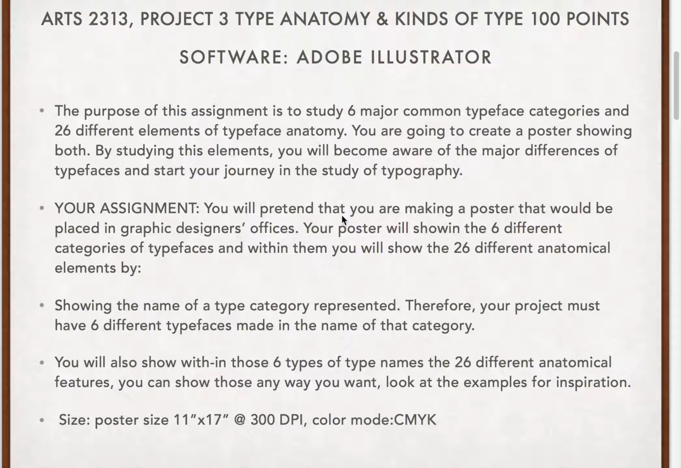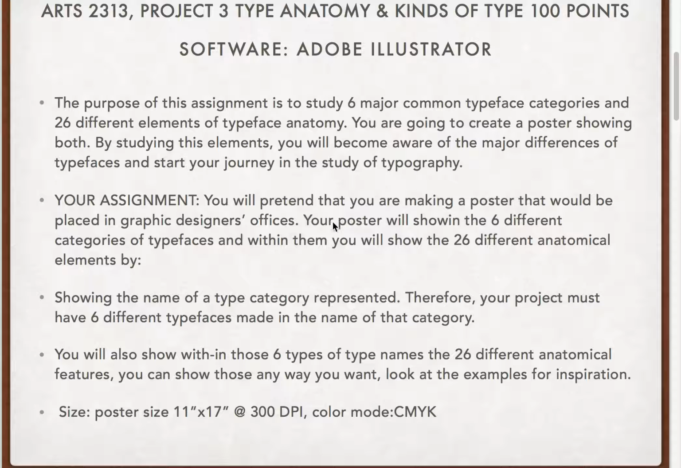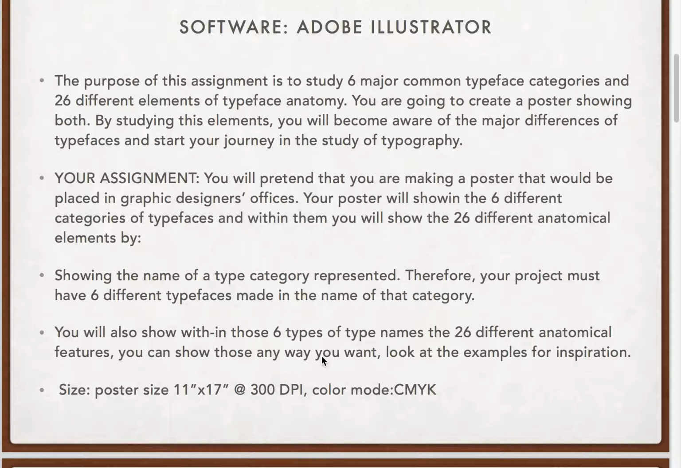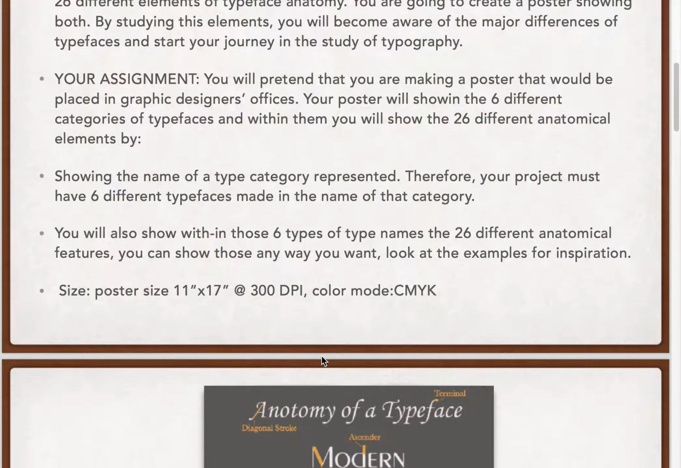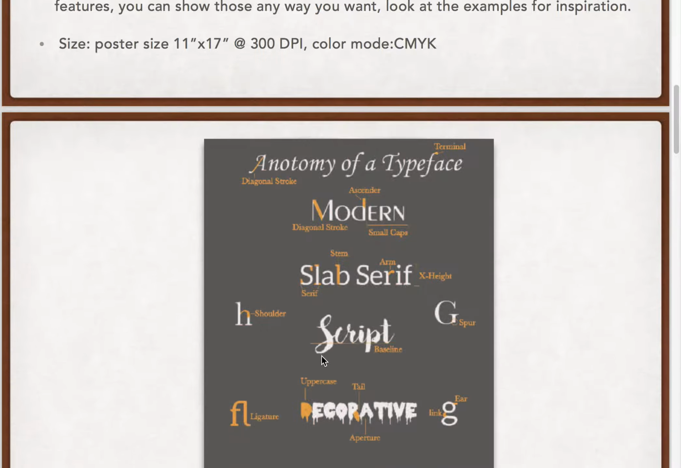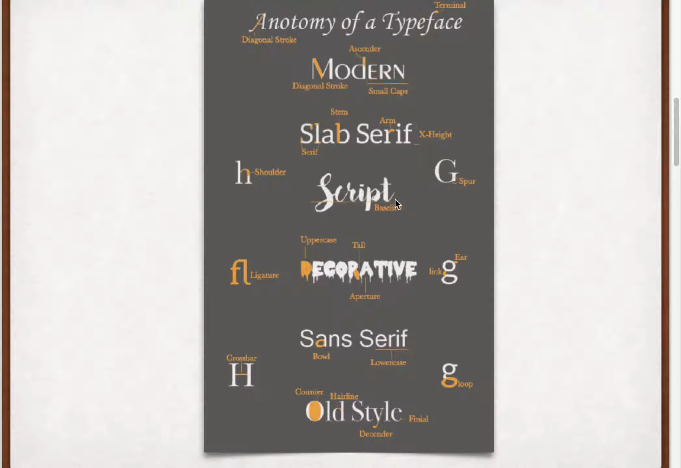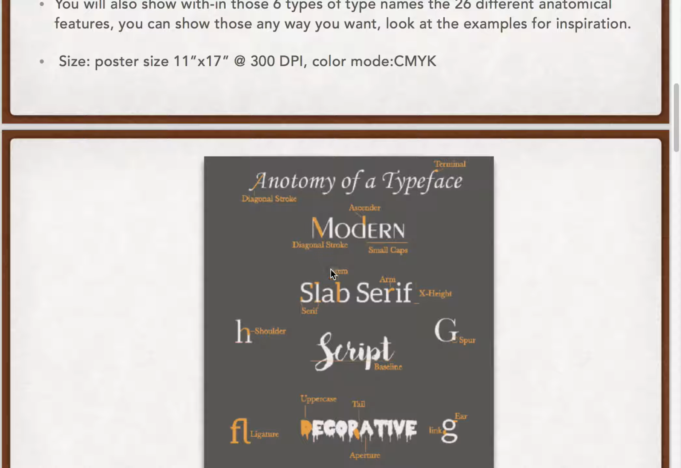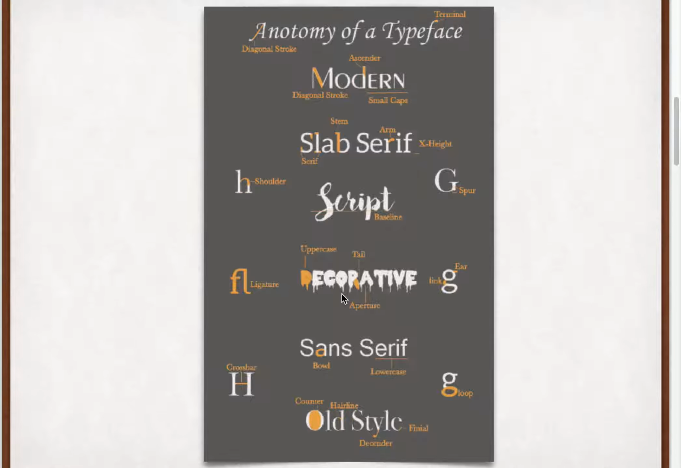You're going to work in Illustrator and make sure that you do everything the right size. It's 11 by 17 at 300, so it's a high resolution poster. It should print really pretty if you print it out. And you have to name the 6 different types of type, which for this class we're going to study: modern, sans serif, script, decorative, and old style, as you can see on this poster. You also have to name the 26 different anatomical features of type. And you can see them on this example as they happen.